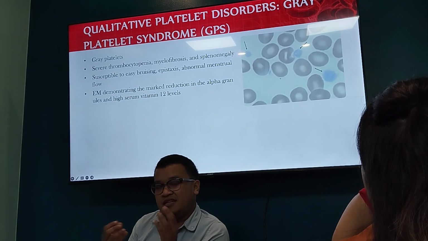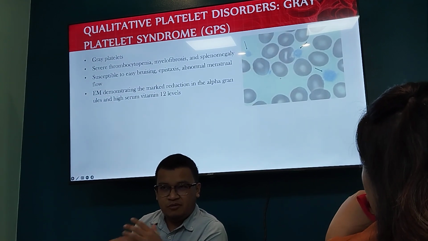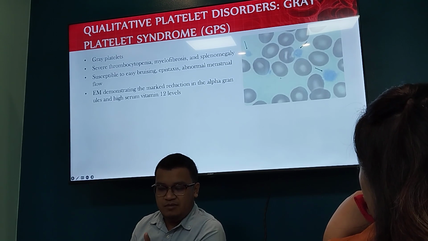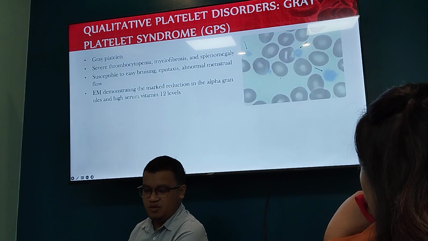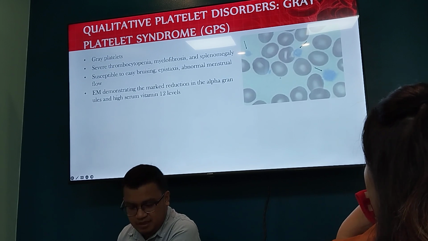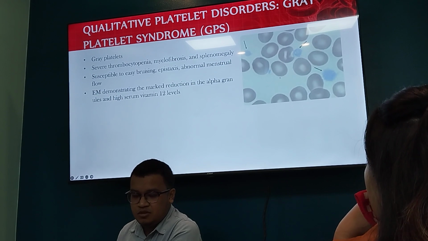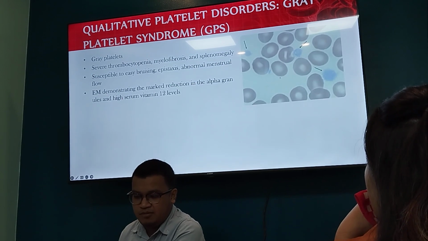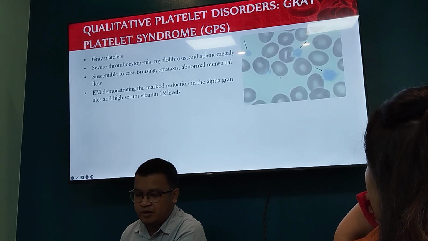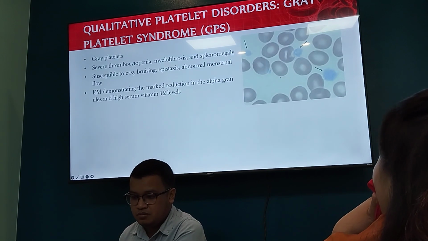Puro fibrosis lang. Instead na hematopoietic cells, instead na yung normal na blood forming cells yung nandun, puro fats, puro fibers, walang silbi. So, kulang sa blood cells na nagagawa. And splenomegaly. So, these patients are susceptible to easy bruisability, epistaxis, abnormal menstrual flow, like other hereditary bleeding disorders. So, in electron microscopy, it demonstrates the marked reduction of the alpha granules and high serum vitamin B12, which are diagnostic for gray platelet syndrome. So, the problem here are the granules, no?